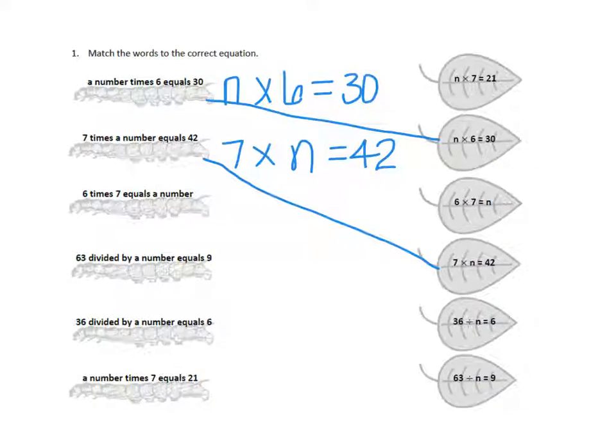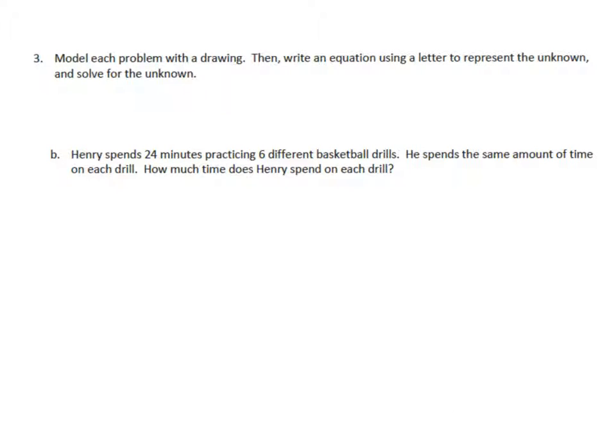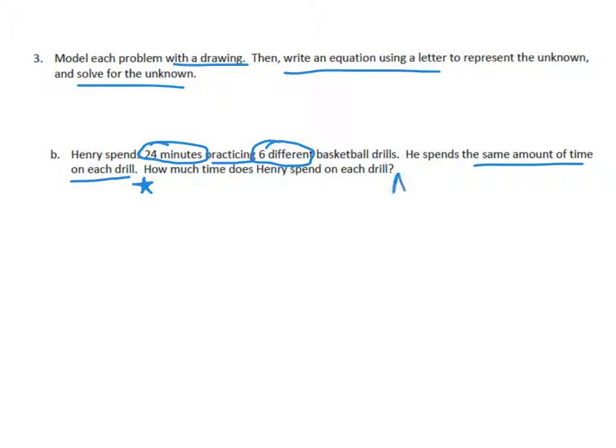Let's take a look at number 3. It says model each problem with a drawing. Then write an equation using a letter to represent the unknown and solve for the unknown. Look at letter B. It says Henry spends 24 minutes practicing 6 different basketball drills. He spends the same amount of time on each drill. How much time does Henry spend on each drill?